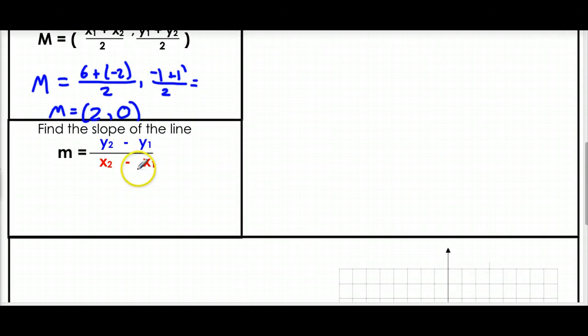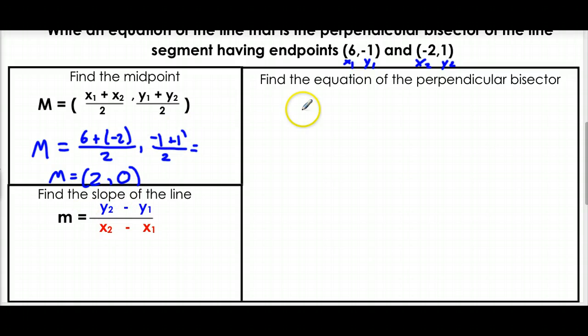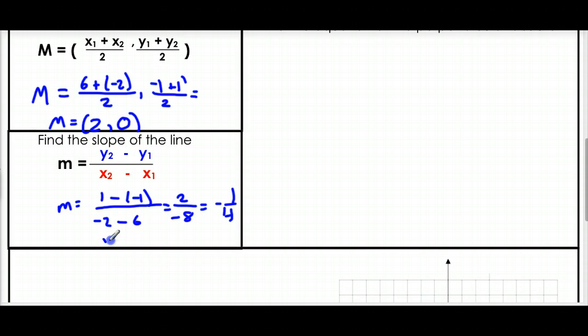All right, now that we got our midpoint, we should probably find the slope of the original line. So once again, we're going to use these points to find the slope. Our small m, remember small m means slope, is going to be y2 minus y1, so that's 1 minus -1, over x2 minus x1, -2 minus 6. When we do this math out, 1 minus -1 is 2, and -2 minus 6 is -8. That gives us -1/4. So our slope is m equals -1/4.